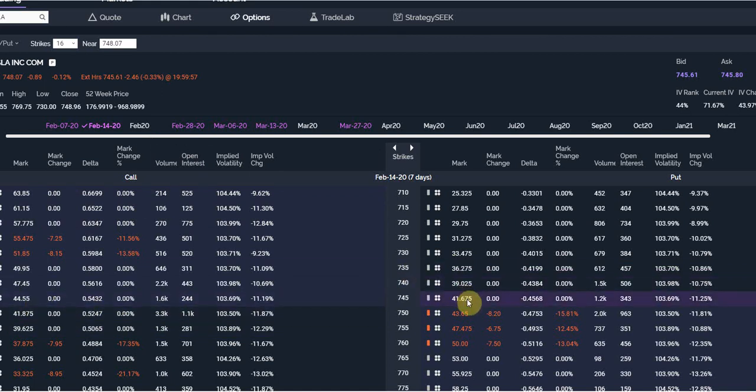$40 to buy a put here, equally as high to buy a call. This is just with no event. There is no event. This is how nervous people are over the stock.